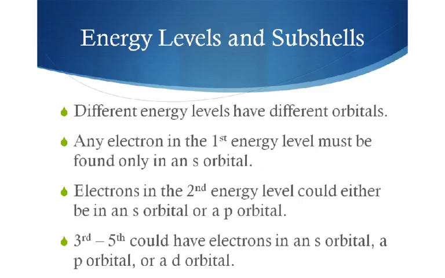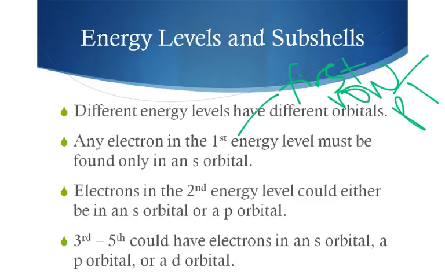Different energy levels have different orbitals. Any electron that is in the first energy level, so the first row of the periodic table, those elements have electrons in the first energy level, as do every other element, they must be found only in an s orbital. So if a valence electron is found in the first energy level, the only spot for it is either it's spinning up in the 1s or spinning down in the 1s.